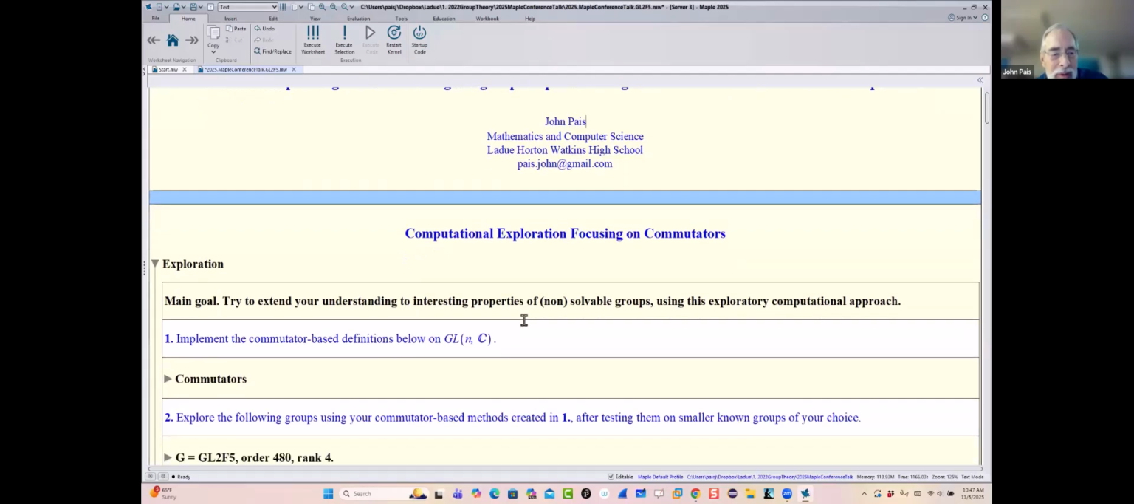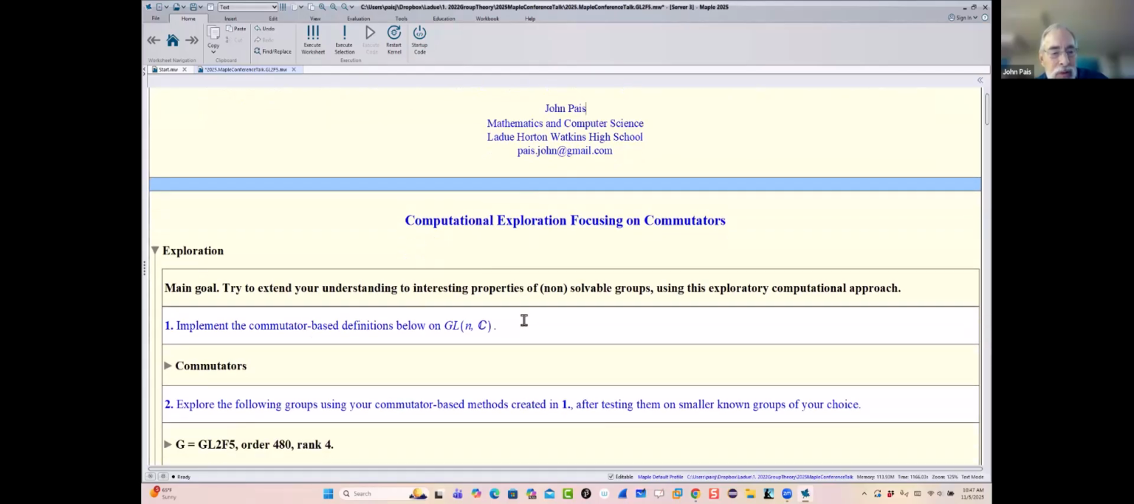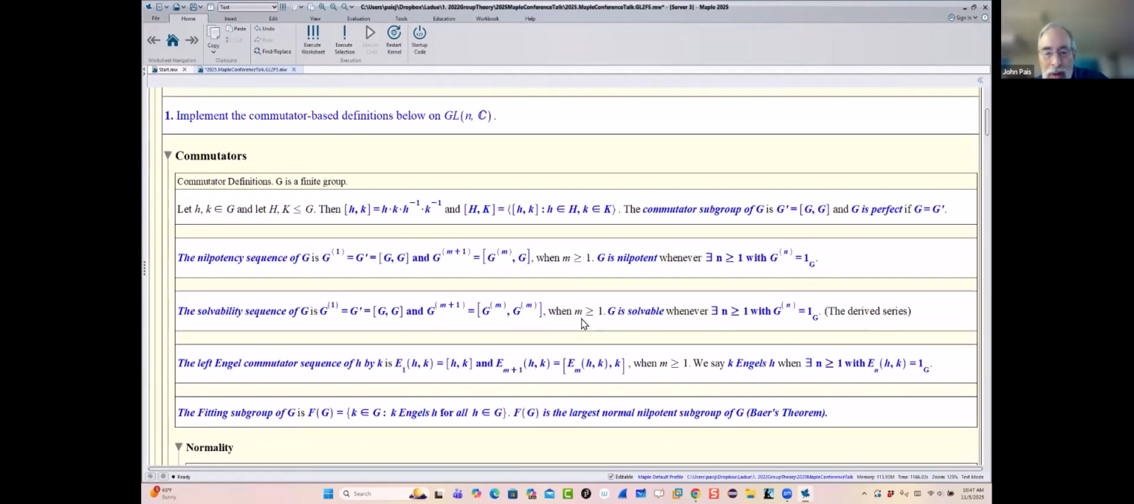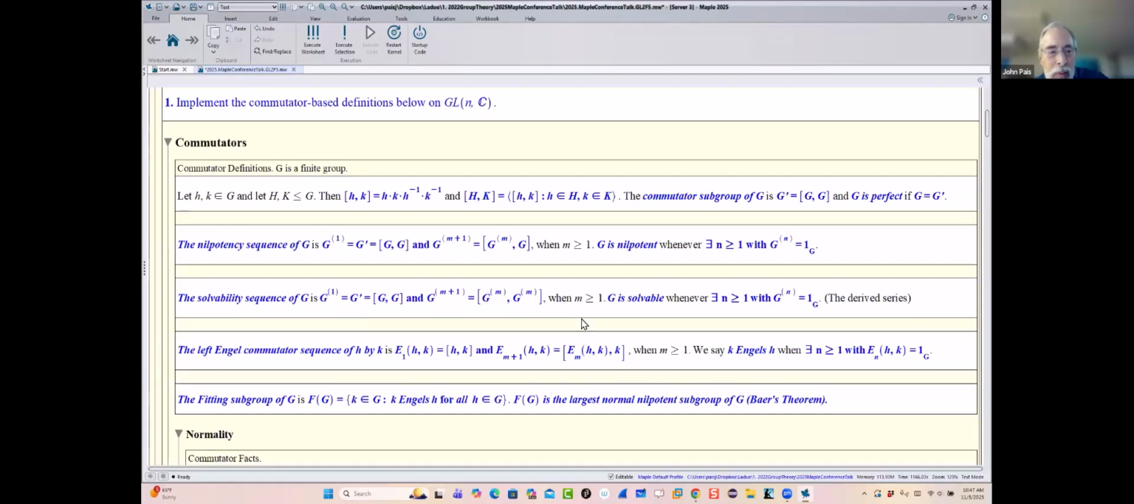The first part of this exploration is for the students to implement the commutator definitions of some standard concepts. Let's take a look at those. I have to apologize. I'm only going to be able to go over these very briefly. You can probably look at this again when the video is posted.